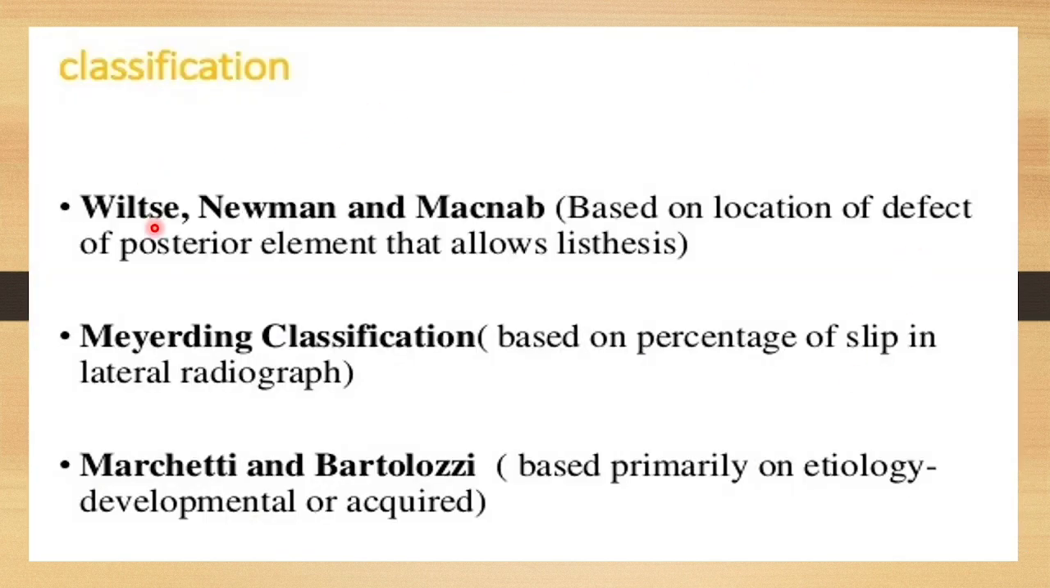Coming to the classification, there are many classifications, of which the most common include the Wiltse, Newman, and Macnab classification, which is based on the location of the defect in the posterior element that allows listhesis. The second is Meyerding's classification, a radiological classification based on the percentage of slip on the lateral radiograph, that is the X-ray. And the Marchetti and Bartolozzi classification is primarily based on etiology, that is developmental or acquired type. So these are the three classifications based on different structures.